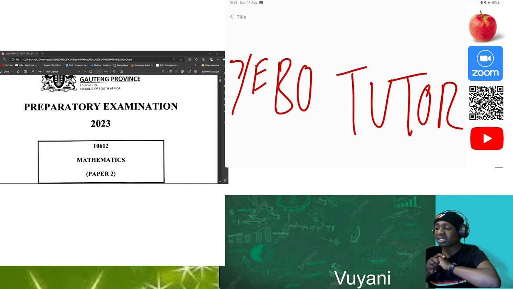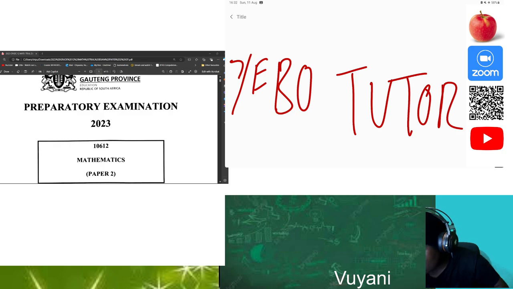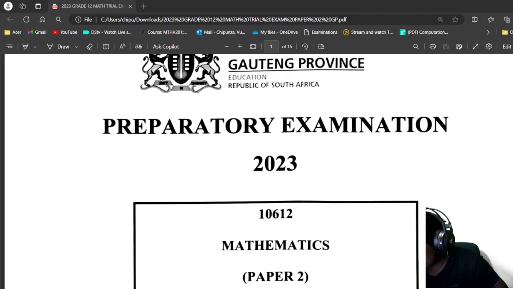So today we want to see if we can cover our trigonometry from this preparatory exam, which was written last year in the Gauteng province. All right, as you can see from my screen, this is from Gauteng province, and we will try to do the trigonometry of this province so that everyone can understand how we solve the problems.